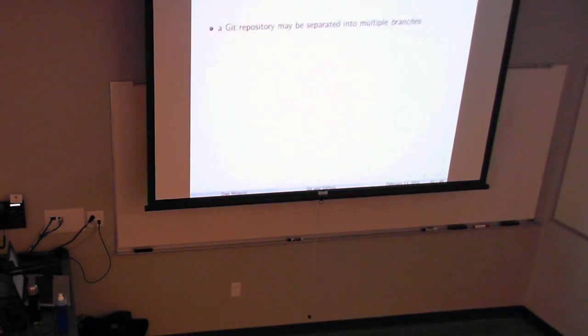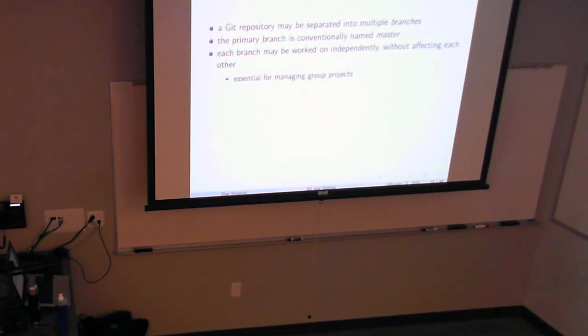Now, branches are one of the more overlooked but essential features of version control. Git lets you separate your project into multiple independent branches. The primary branch, by convention, is named master. There's nothing special about the word master, but when you make your first Git repository on GitHub, it's automatically going to be named master. Each branch can be worked on separately. They can be completely different, and they won't affect each other. Which is pretty essential when you're managing group projects, because each of you can work on your own parts and then put it all together in the end.